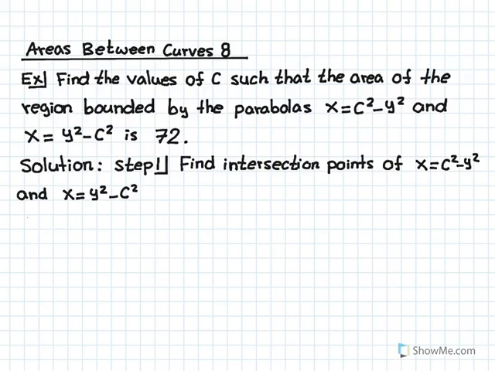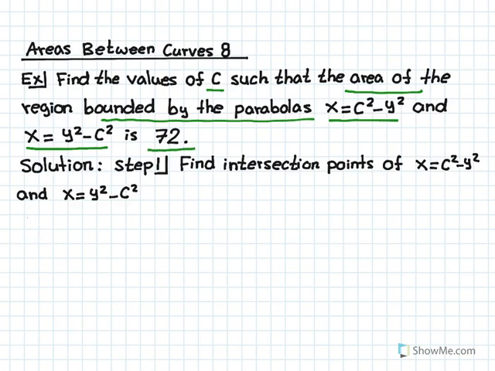In this video, we're going to look at a more theoretical example of areas between curves. Find the values of the constant c such that the area of the region bounded by the parabolas x equals c squared minus y squared and x equals y squared minus c squared is 72. This is an inverse type of question because we're usually asked to find the area. Here we're given the area and we have to work backwards and find the constant c.